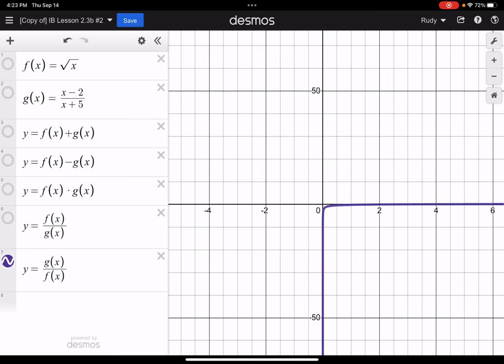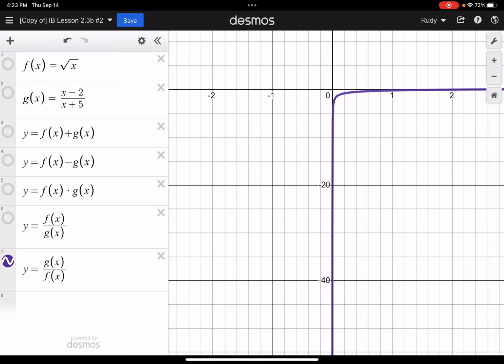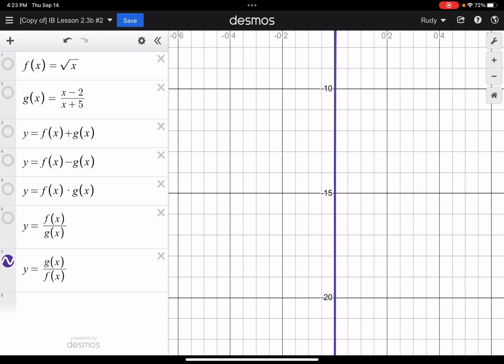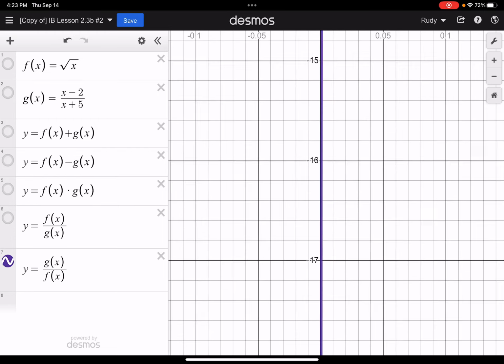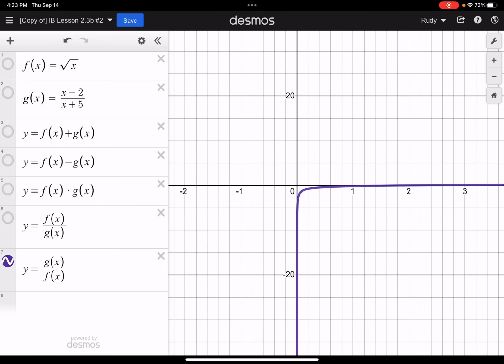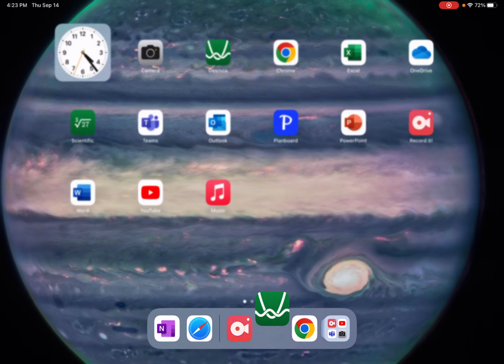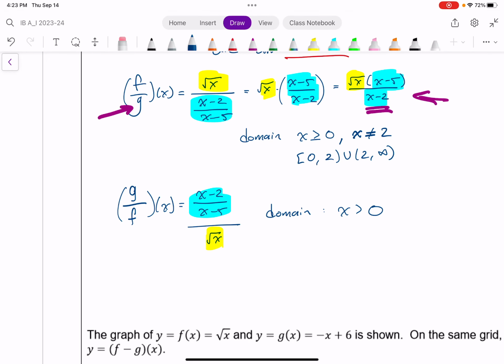This is the one I was just working on. Notice there's no break at 2, but it never actually reaches 0. And again, if I zoom in, it's not quite touching the y-axis. And again, we'll learn that's called an asymptote later on. But notice I never really needed to use Desmos. It does do a nice job of visualizing these.